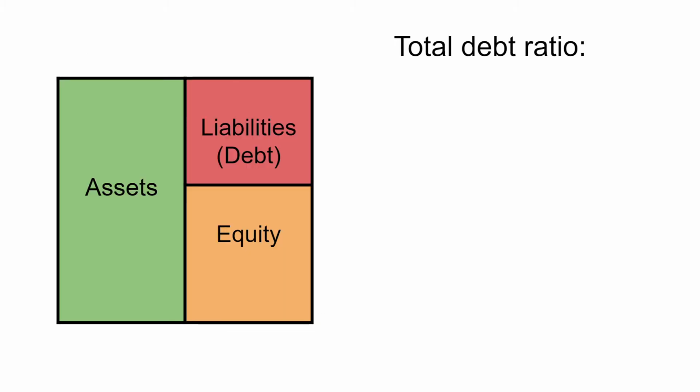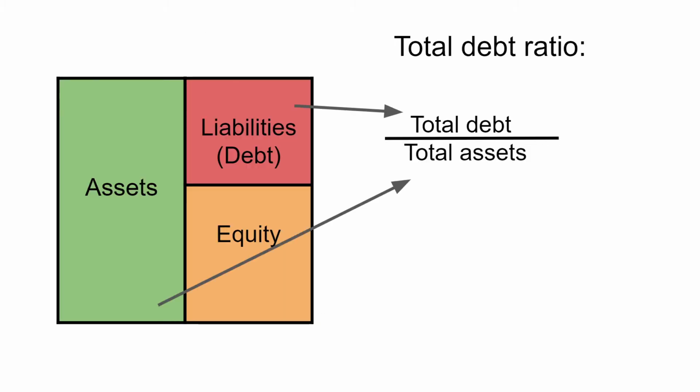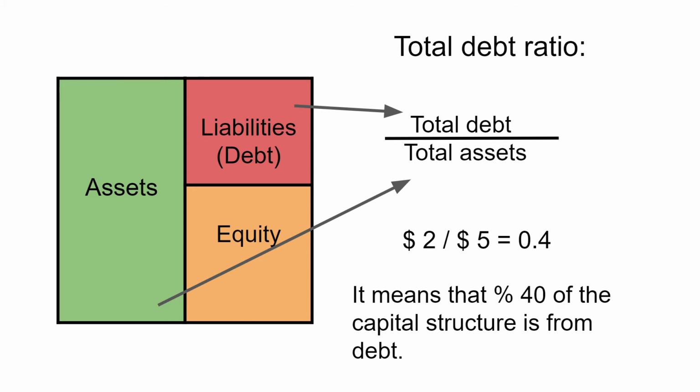Total debt ratio has this formula: total debt over total assets. And in our previous example, we have $2 million total debt over $5 million total assets, so we get 0.4. And it means that 40% of the capital structure is from debt.